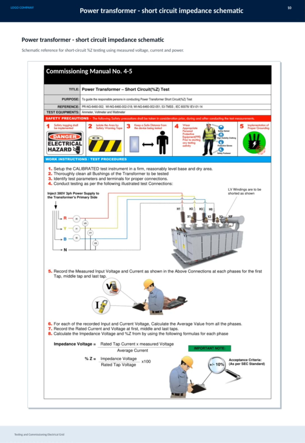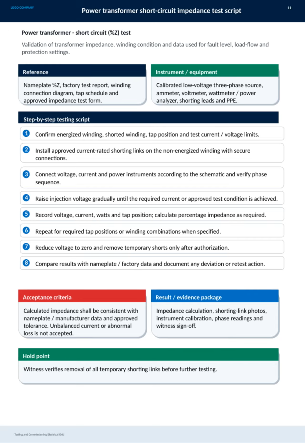Understanding this schematic helps ensure accurate assessment and reliable operation of the transformer during grid commissioning. This slide outlines the power transformer short-circuit impedance test, a critical step in testing and commissioning electrical grids. The main goal here is to validate the transformer's impedance and winding condition, which ensures accurate data for fault level calculations, load flow analysis, and protection settings.